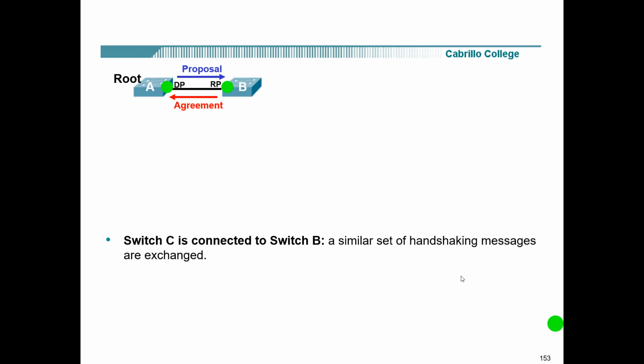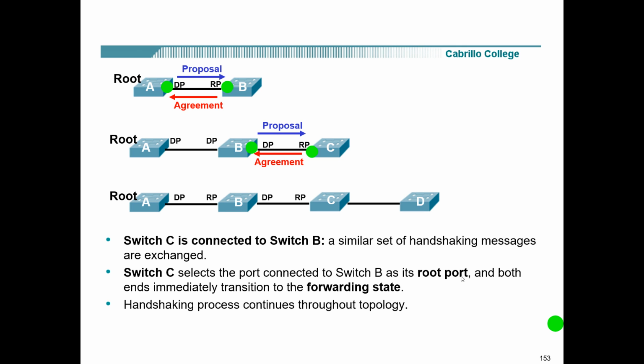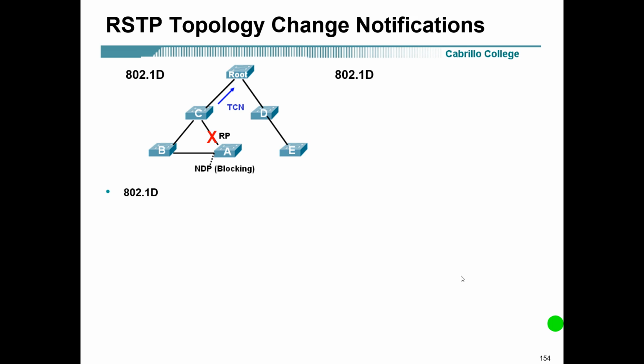Switch C is connected to switch B. A similar set of handshake messages may occur. The proposal. Switch C will select the port connected to switch B as a root port, and both ends immediately transition to forwarding states. The handshake process continues throughout the topology, all the way through all attached switches.